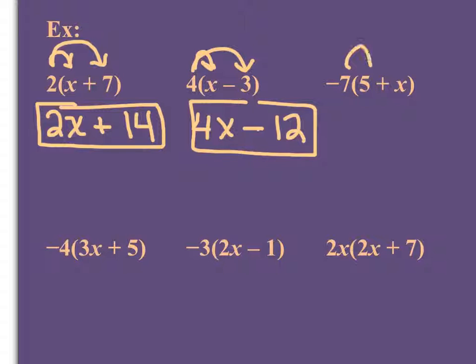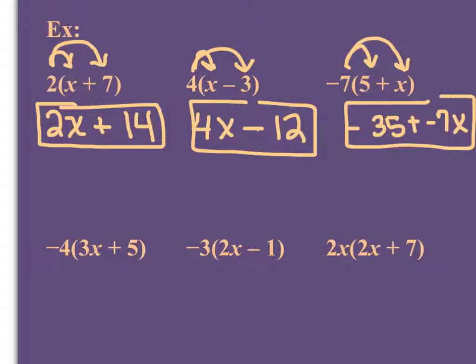Here I'm distributing a negative. That just means I should follow my positive-negative rules. Negative 7 times 5 is negative 35, plus negative 7 times x is negative 7x. Distributing a negative again. Negative 4 times 3x would be negative 12x, plus negative 4 times 5 is negative 20.